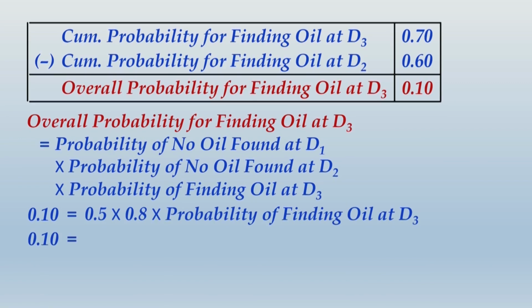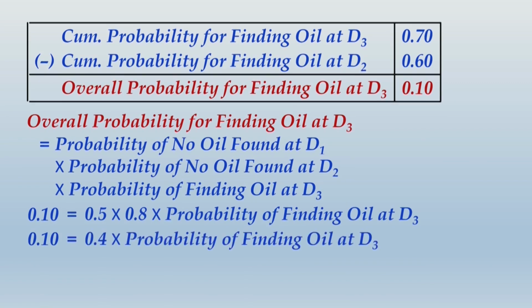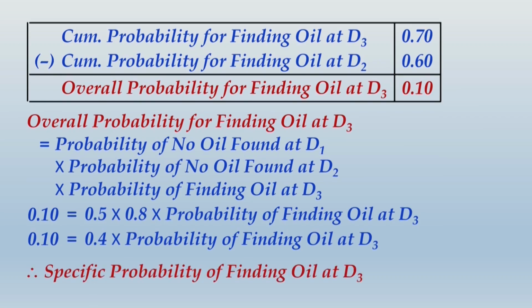So 0.1 will be 0.4 into probability of finding oil at D3, and therefore specific probability of finding oil at D3 will be 0.1 by 0.4, and that will be 0.25. So please take note of this entire working, and then I take you ahead.